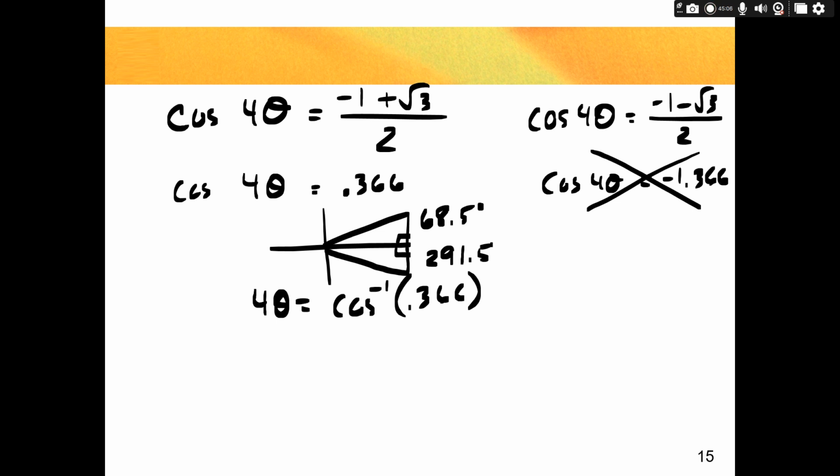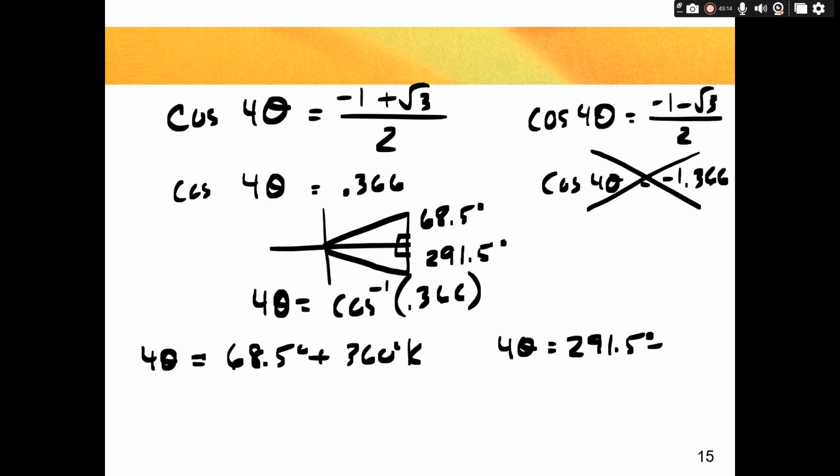So I got 4 theta equal to this, and then I got 4 theta equal to this. So we have to divide by how much? By 4 everywhere, right? And then we're going to use what k values? Careful. 0, 1, 2, and 3. Good? And then we are done. And you guys are out of here.